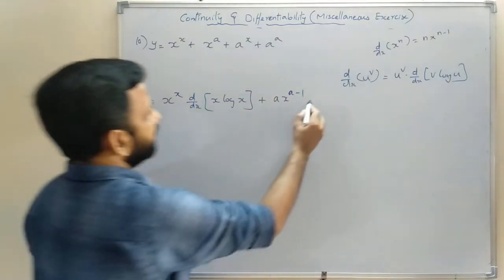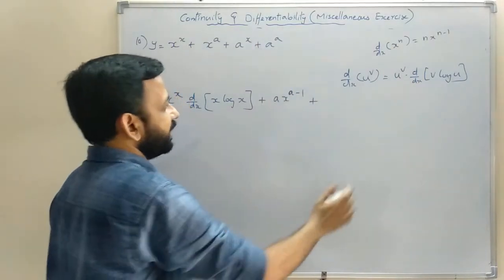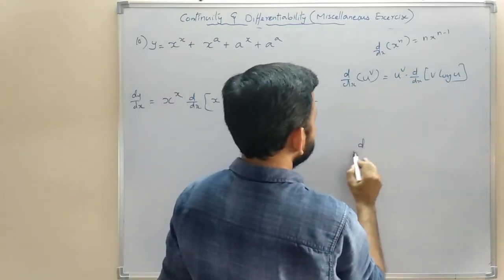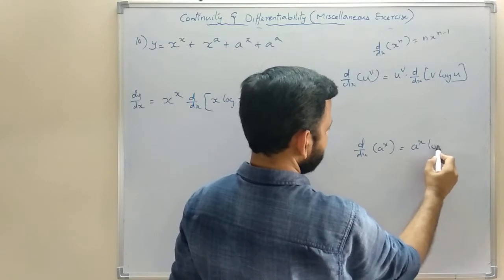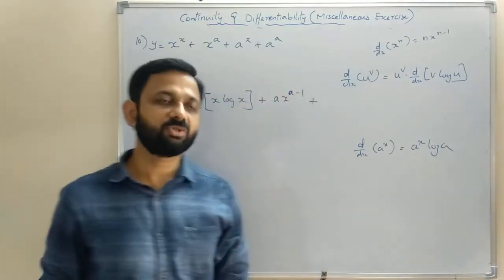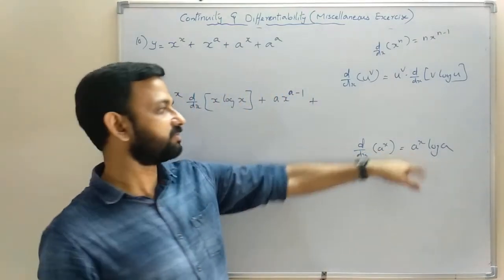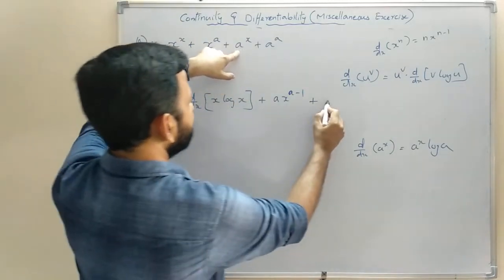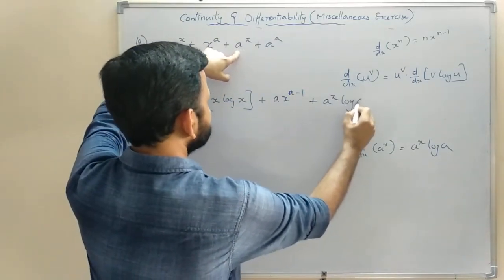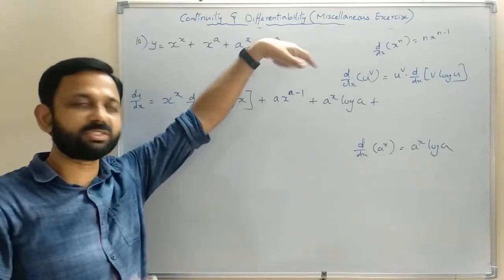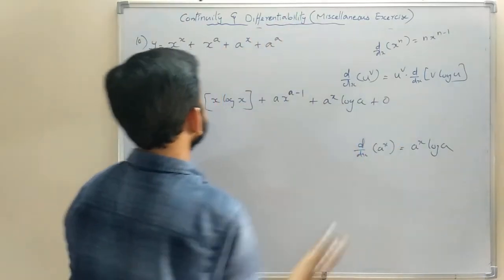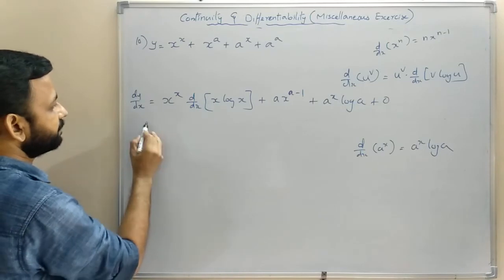Then plus d by dx of a raised to x. d by dx of a raised to x is equal to a raised to x log a. So we can write a raised to x log a, plus the derivative of a raised to a. a raised to a is a constant, its derivative is 0. Then we will write one more step.